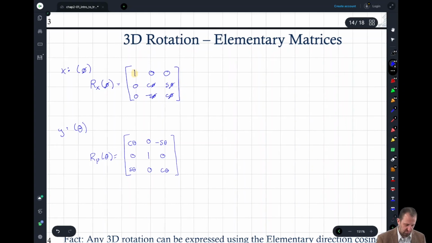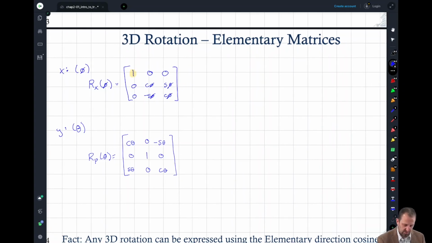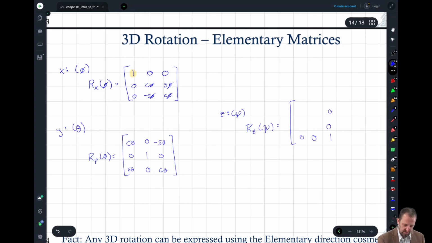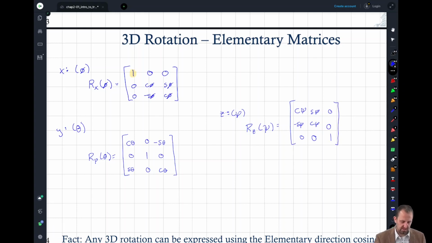Okay. Before we jump back to the GUI, let's do our z. And our z we're going to parameterize in terms of psi. So we'll say that our R of z of psi is equal to, and we're going to have our 1 down in the z location. We'll have our cosine of psi, and we're going to have our negative sign again in the upper component. So that's going to be our elementary z rotation matrix.